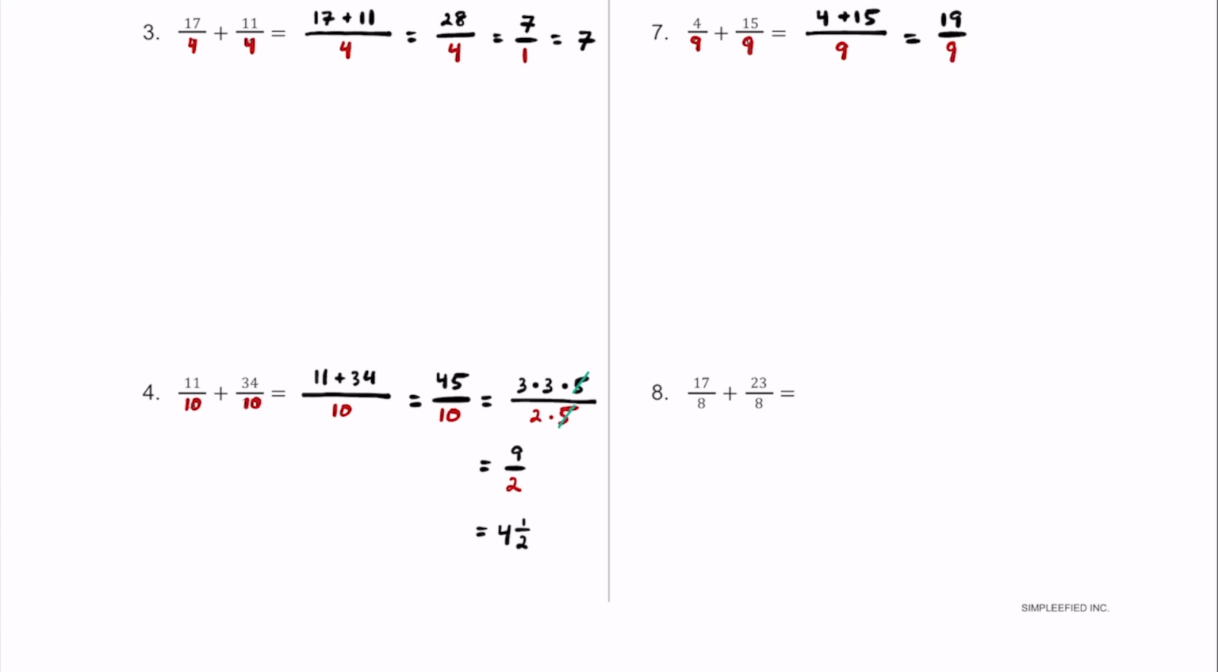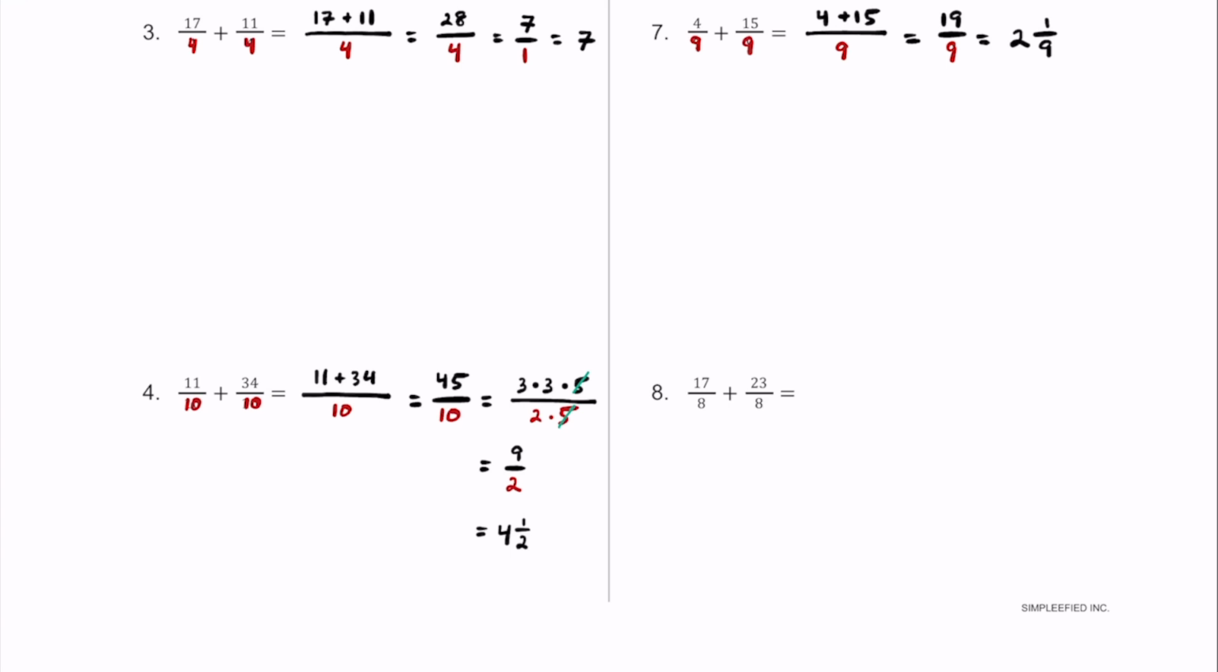Okay, and I think 19's prime, right? And then 9 only breaks into 3 times 3, so they don't have anything in common besides 1. So we could write this as an improper fraction, leave it alone, or we can say as a mixed number. 9 times 2 would be 18, which is 1 away from 19, so we have a remainder of 1. So 2 and 1/9 would be the mixed number version for this sum.